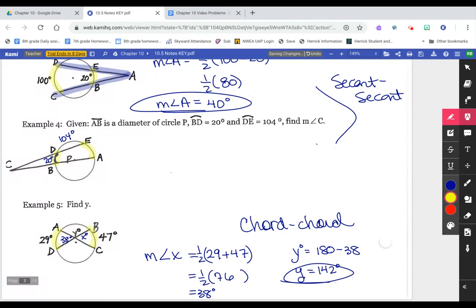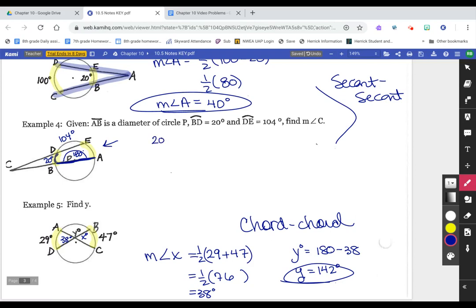And the reason why they told us that BA was the diameter means that we're cutting the circle in half here. So that means all of this right here would be 180. And I need this measurement. I can figure it out because I have 20 plus 104 plus arc EA is going to equal 180 degrees, because that's half of a circle. So 124 plus arc EA is equal to 180. When I subtract 124, arc EA is going to be 56 degrees. So now I could put 56 degrees there.